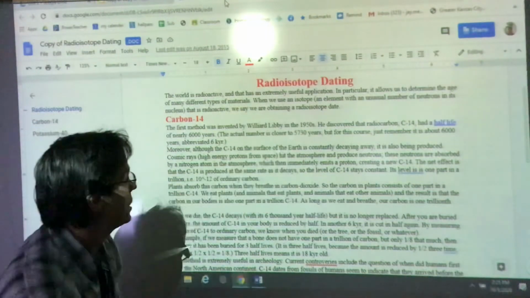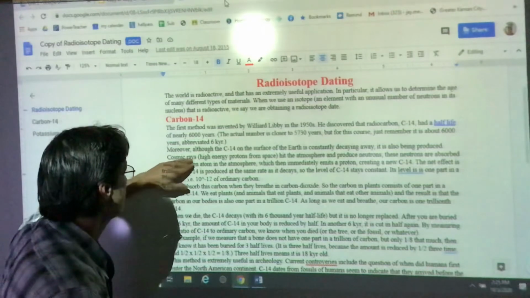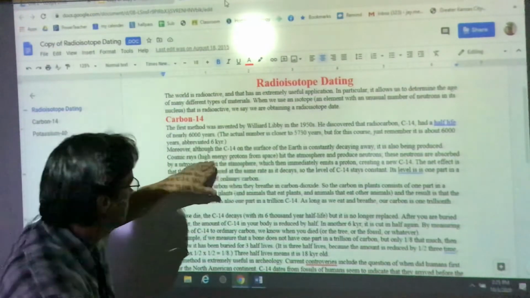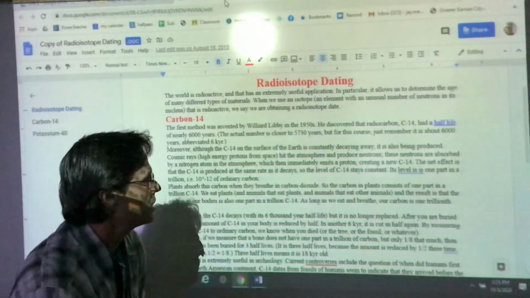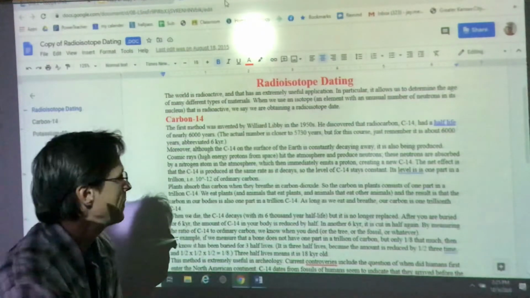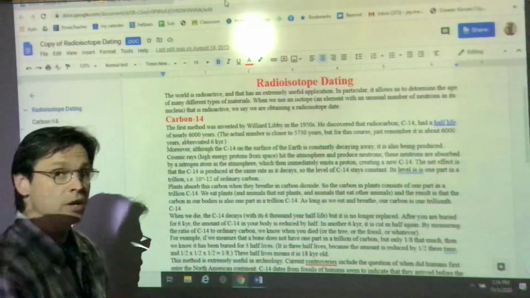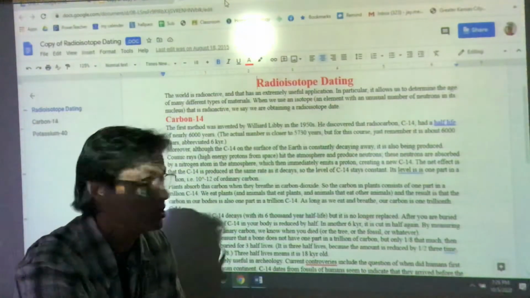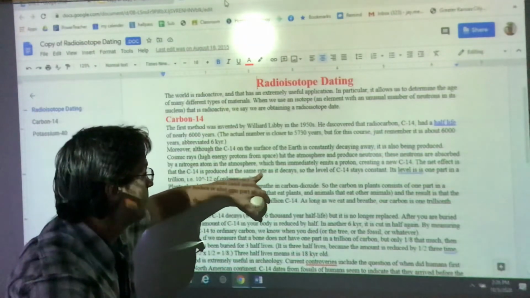So carbon-14 on the surface of Earth is constantly decaying away. It's also being produced through cosmic rays, which are high-energy photons. Obviously, make sure to define that. They hit the atmosphere and produce neutrons. These neutrons are absorbed by nitrogen, which then immediately emits a proton, creating our carbon-14. So in a quick nutshell, that's how we get carbon-14, okay? The net effect is that it is produced at basically the same rate as things decay.